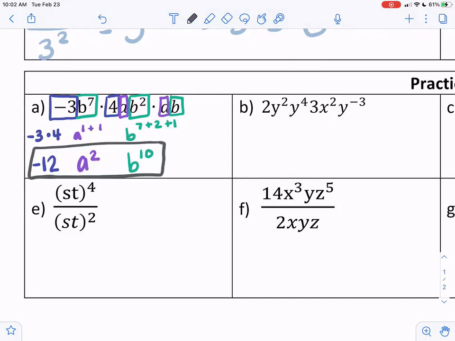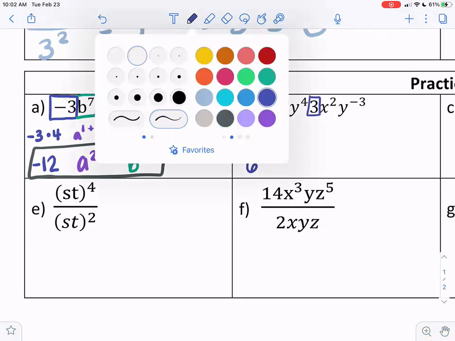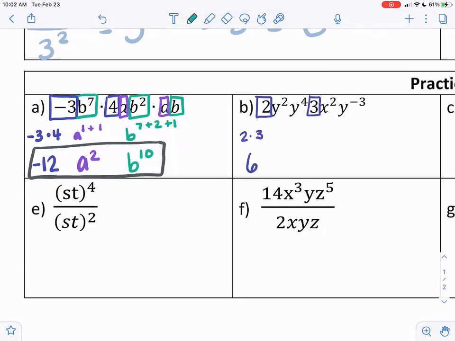All right, so let's look at problem letter B. Again, we start with our constants of 2 and 3. 2 times 3 gives me 6. Now let's go to my x's. I've got x squared, and that's my only x. So I have x squared, no adding, no subtracting. So I write x squared.